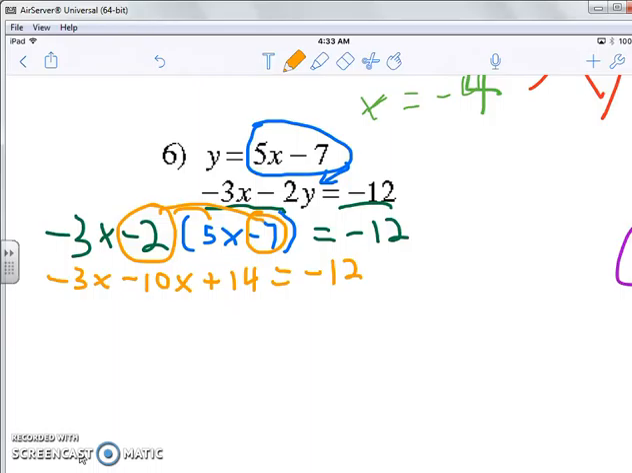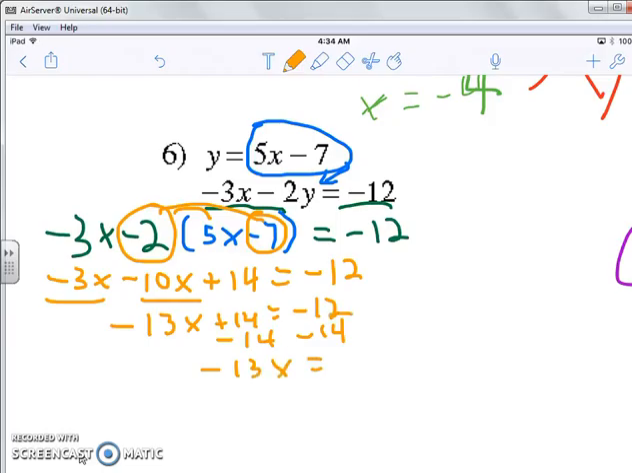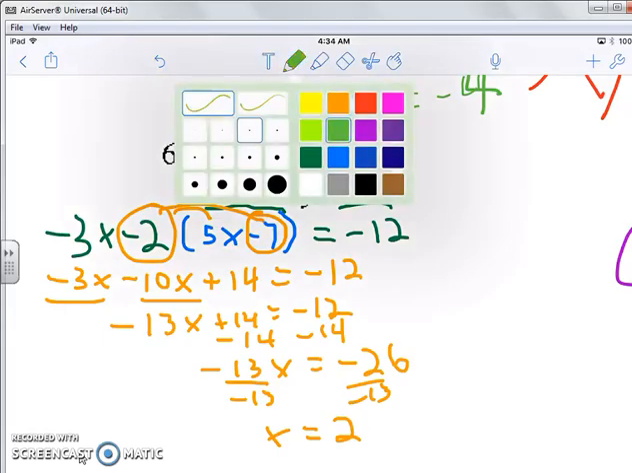Now I'm going to combine my like terms. I have an x to the first, x to the first, so negative 13x plus 14 equals negative 12. I'm going to subtract 14 from both sides. And I'm adding two negatives, so it's like I owe $14 and I owe $12. That's a 12 up there. So I owe $26. And then I divide by negative 13. So a negative divided by a negative is a positive. Make sure you have these rules down really well for next year.